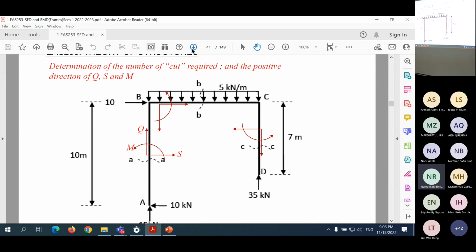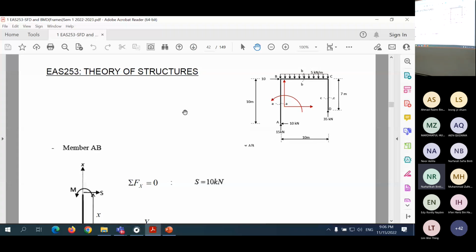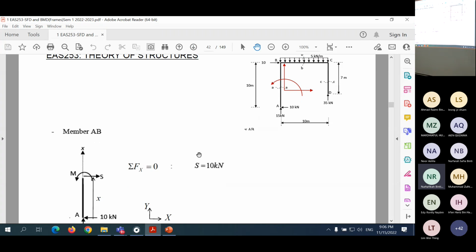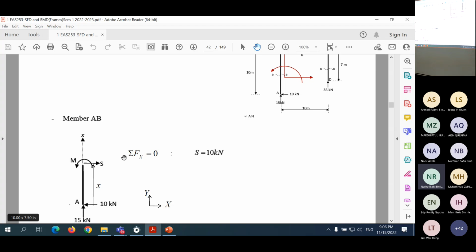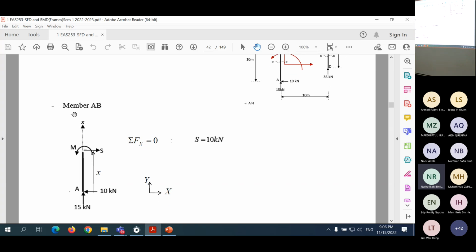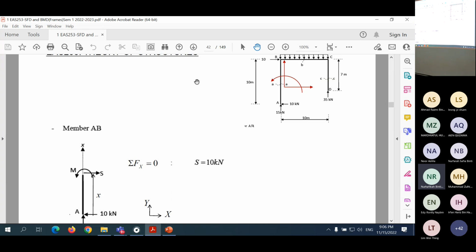So now we go to the steps involved. This is the cut that we do here, and this is a free body diagram that we draw. Now we put the axis X and Y here. This is to get the equations of bending moment for member AB. Okay, class? For member AB.